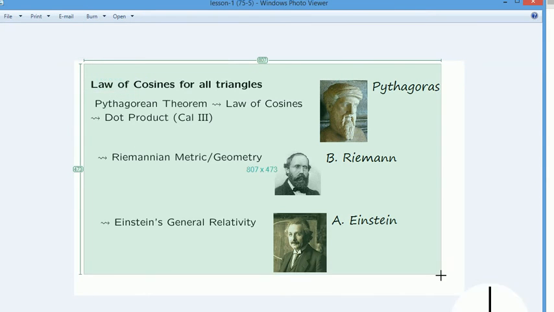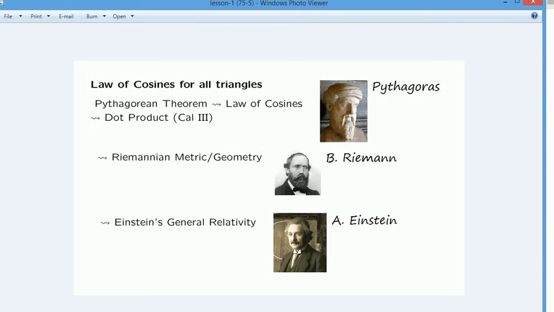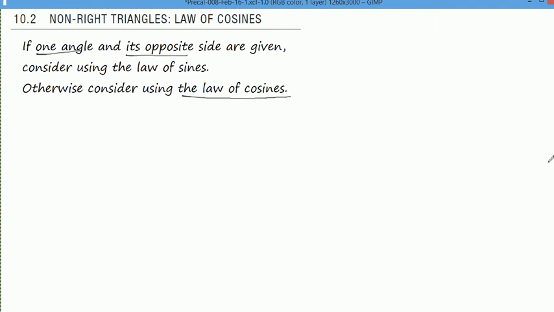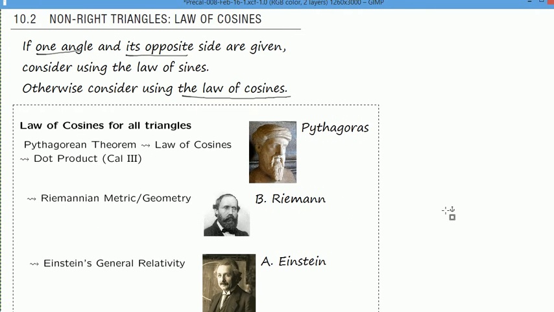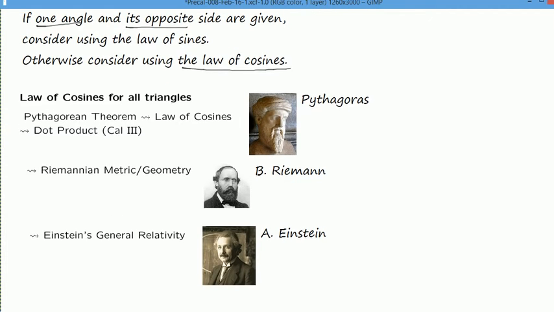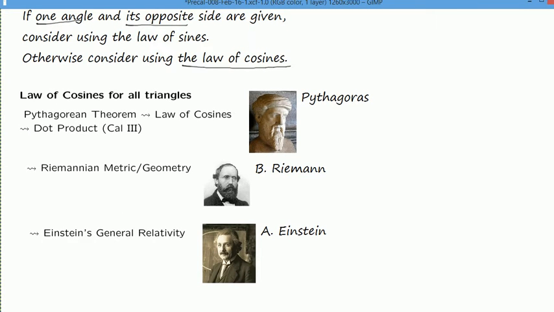And this is a very important part of mathematics associated with the law of cosines. So I really need to mention a little bit about why this is important. It's more important than the law of sines. Here's the law of cosines, and let me start from the Pythagorean theorem.